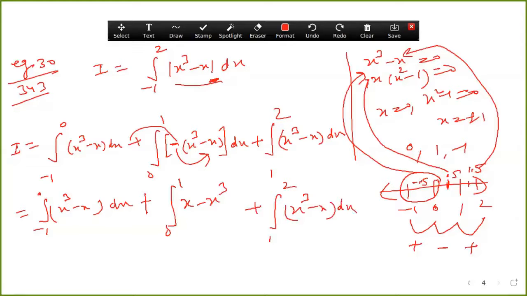Now you can integrate these parts. This is I1, this is I2, this is I3. Simplify these three, I1, I2, I3. Integrate and put in the limits. I will write down what you get. You are getting it like this.